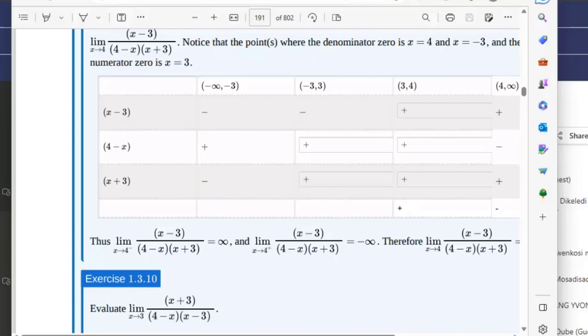Okay, I hear you. Let's just remind each other that any number divided by 0 is undefined. But 0 divided by any number is 0.